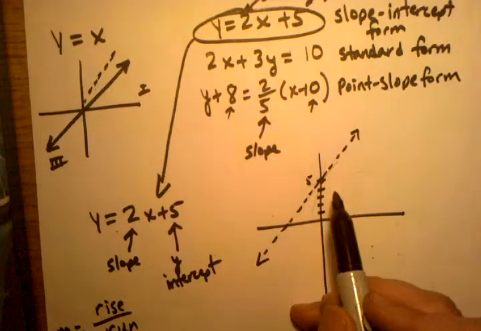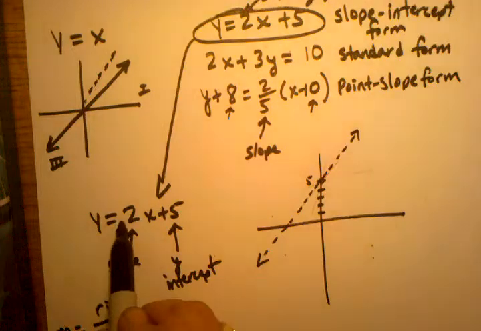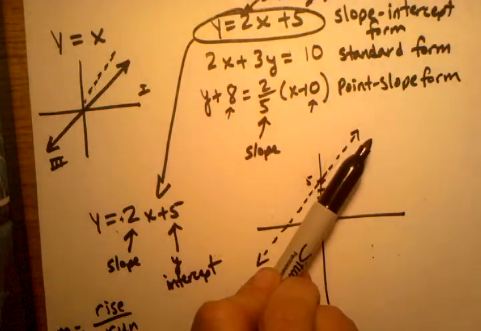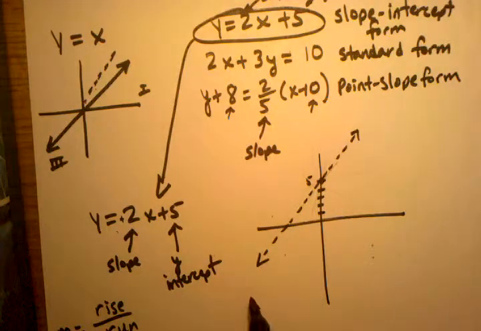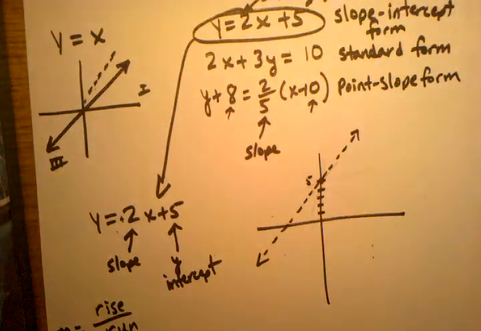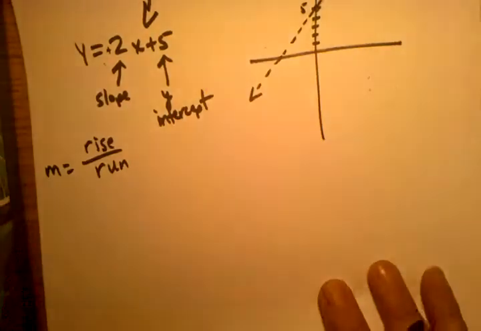And I also know this is the correct direction of the slope because this is a positive 2, and this is a positive slope line. Whenever a line goes from the bottom on the left and moves upwards towards the right, that means it's a positive slope.